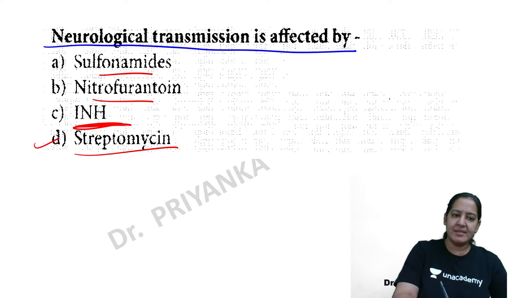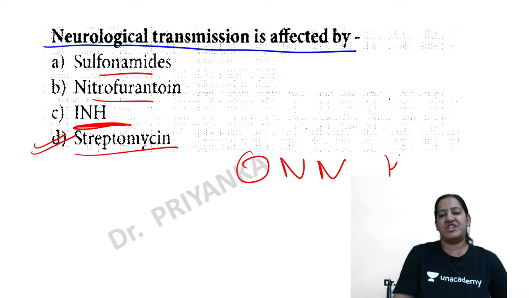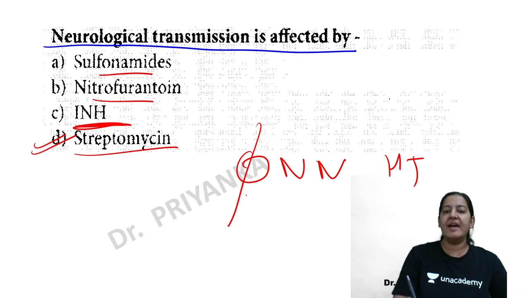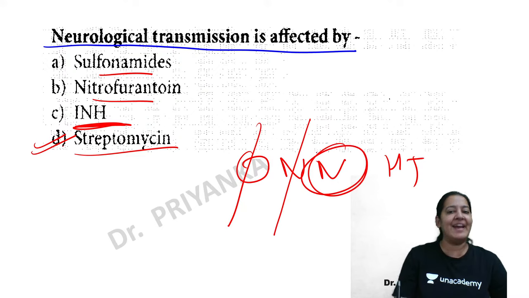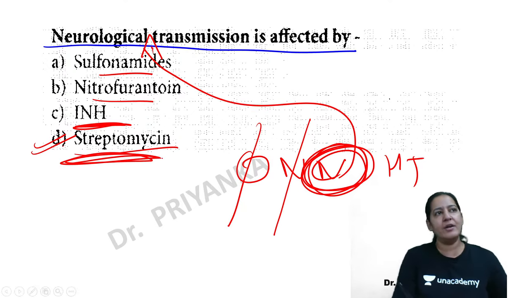Yes, so streptomycin is an aminoglycoside and aminoglycosides are neurotoxic. The mnemonic is ONHT. In ONHT, O is ototoxic. First N is nephrotoxic. What is the second N? Second N is neurotoxic. So aminoglycosides are neurotoxic and you all are right. It is D. Many of you are saying, Vivek, you are saying C. Why are you saying C?